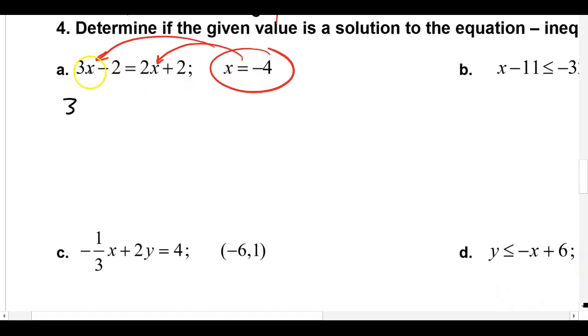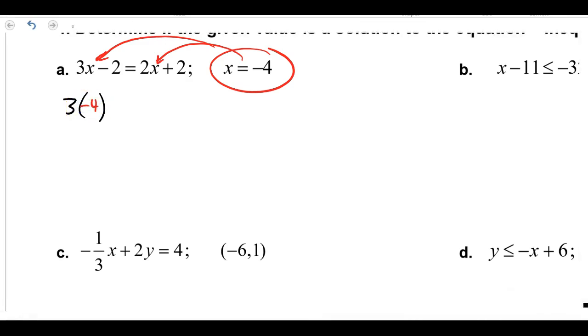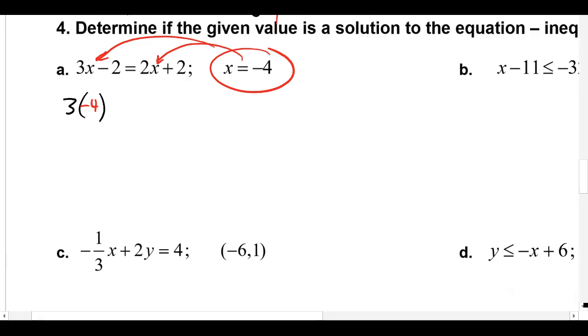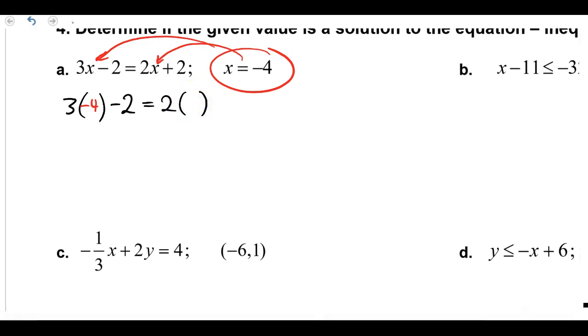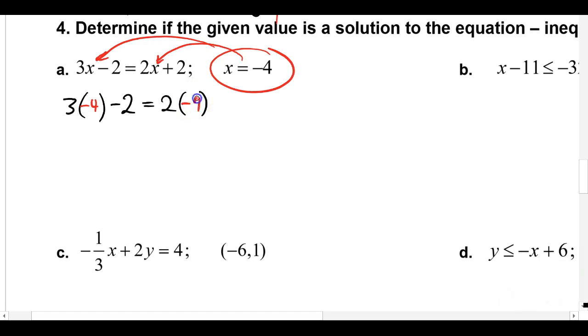So let's go ahead and plug in negative 4 for the x here. Let's write parentheses. So now negative 4, and then write the rest. Well, we have minus 2 equals 2 parentheses, negative 4 again, plus 2. Let's work all this out. So now we have 3 times 4, well that's 12, and it's positive times a negative, so it's negative, minus 2. And then 2 times 4, well, that's 8, and it's another positive times a negative, so that's negative, and then plus 2.